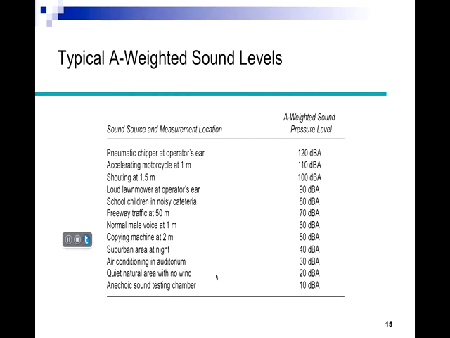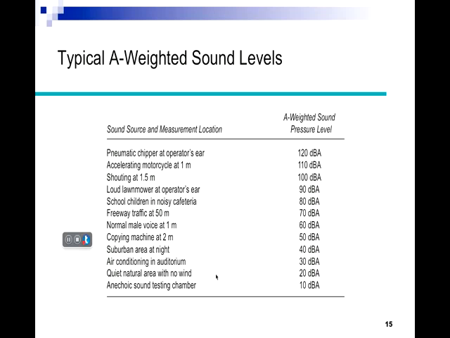And when the A weighting scale is used, you'll see an abbreviation called dBA. And you'll note here on the far right of this screen are the A-weighted sound pressure levels. This is typical if you have, like, an accelerating motorcycle at 1 meter, 110 dBA. And that means this is how many decibels are measured on the A-weighted scale. So those low frequencies are cut out, and this is really focusing in on the frequency spectrum that human beings can hear best.